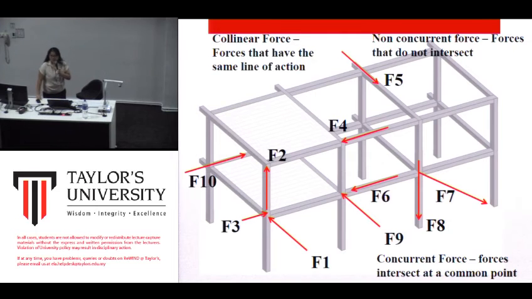Other than the force system, we also have another 3 terms: collinear force, non-concurrent force, and concurrent force. So collinear forces have the same line of action. Can you tell me which pair actually has the same line of action? F5 and F4, these act in this direction, F4 the other direction. Are they collinear? No. Alright, then which one? There's only one pair.